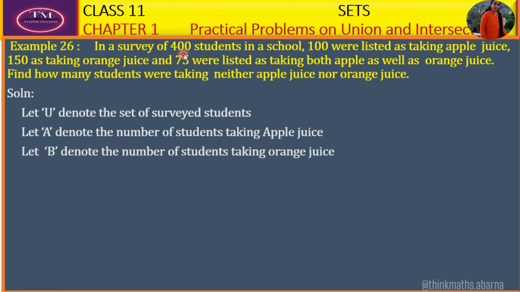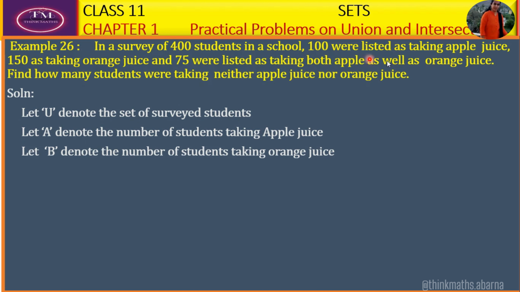In a survey of 400 students in a school, 100 were listed as taking apple juice, 150 as taking orange juice, and 75 were listed as taking both apple as well as orange juice. Find how many students were taking neither apple juice nor orange juice. Okay. Now let us take the total number of students 400 as universal set. So let U denote the set of surveyed students.